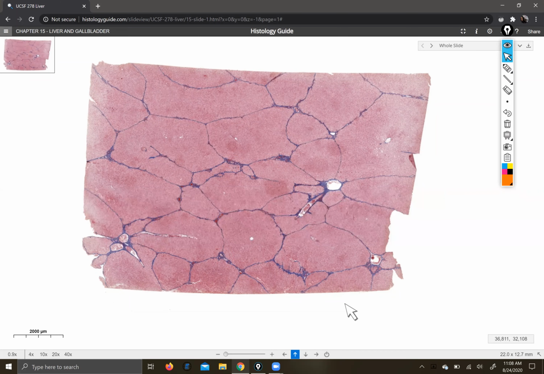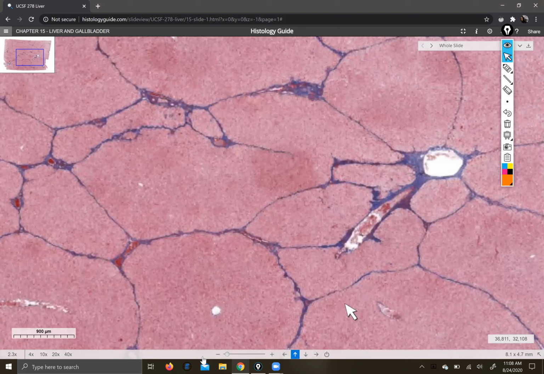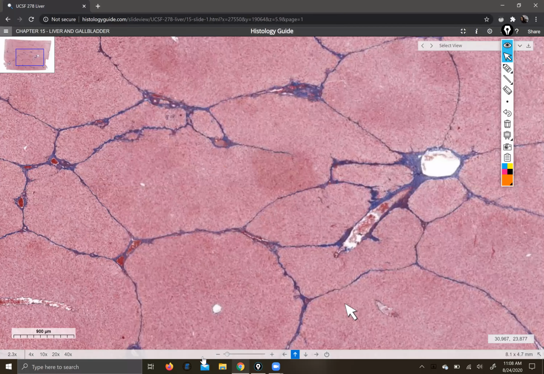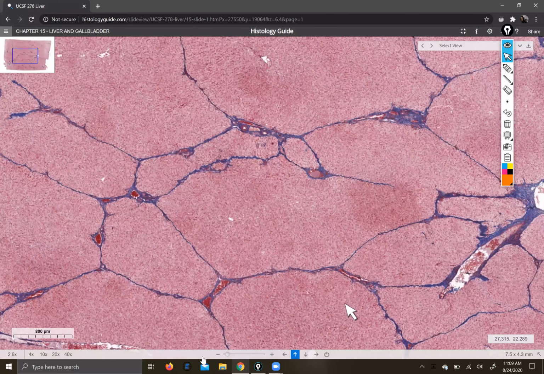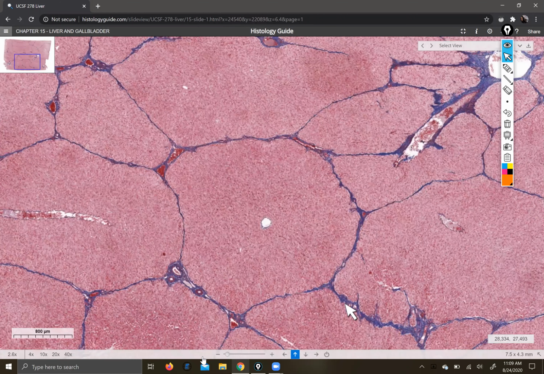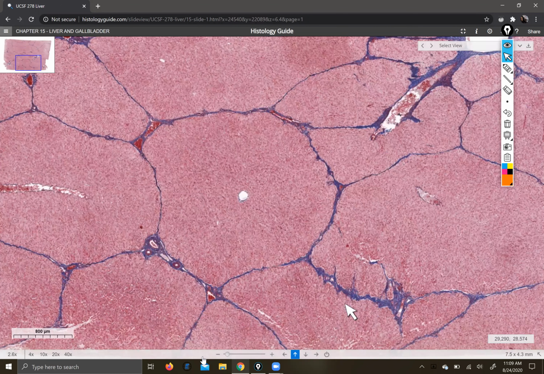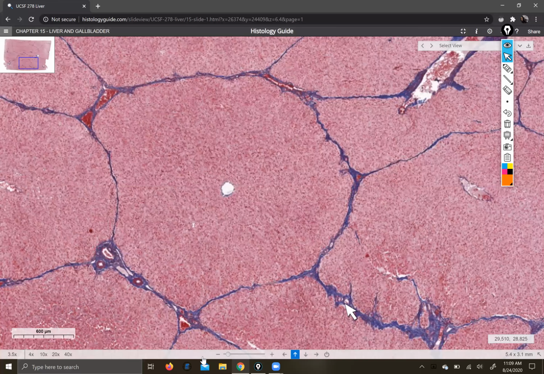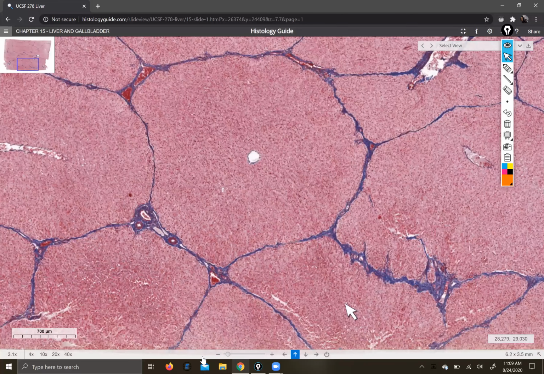Hello, I would like to zoom in, please. Okay, I guess we're doing it this way. So here's that lobule that I highlighted first. I'm liking this one the best. Oh no.